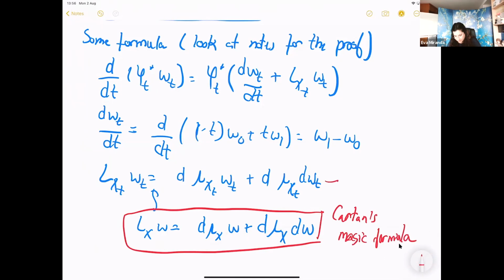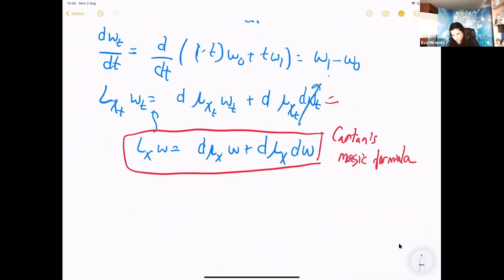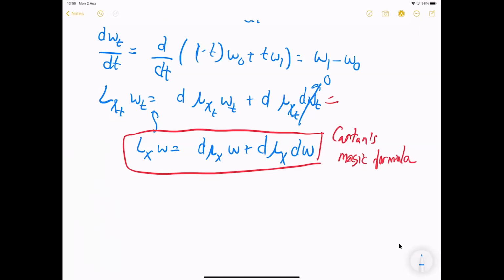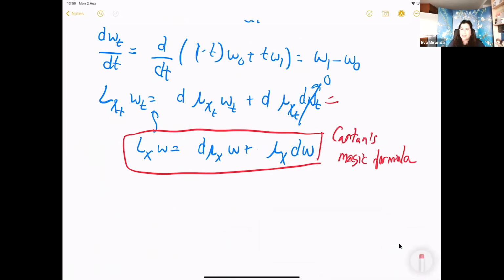When I plug this in, of course this goes to 0. Sorry, is there an extra d in front of omega in Cartan's magic formula? Ah, yes, sorry. Very wisely, this guy was showing me the eraser. Thank you very much. That's the nice thing about iPads, these errors never existed. Of course I have to erase it here too. Thanks a lot.